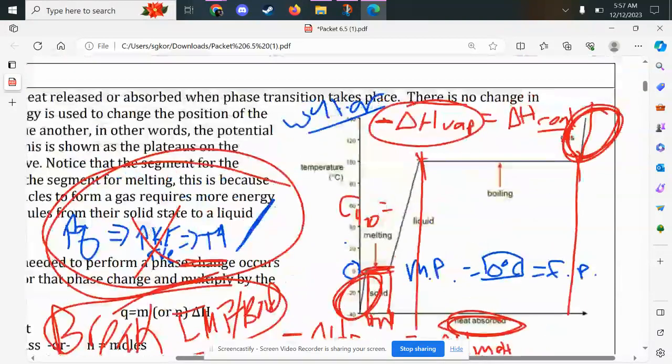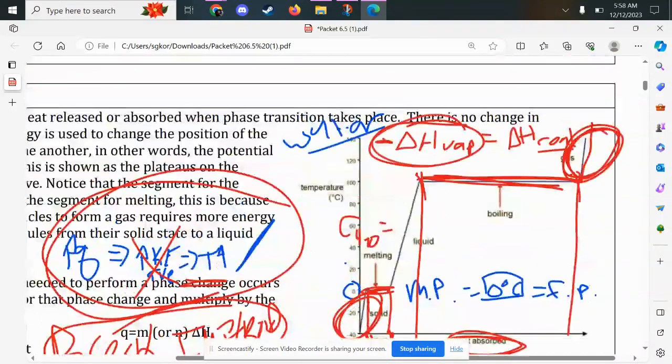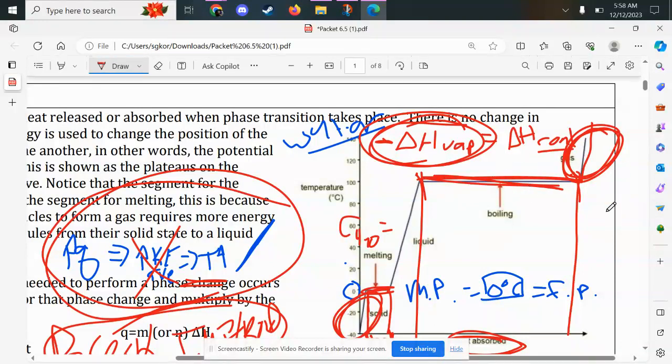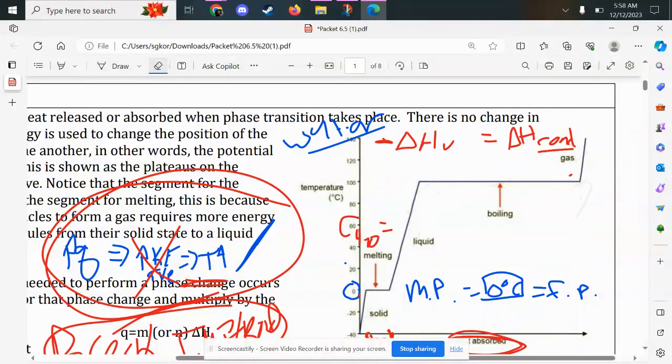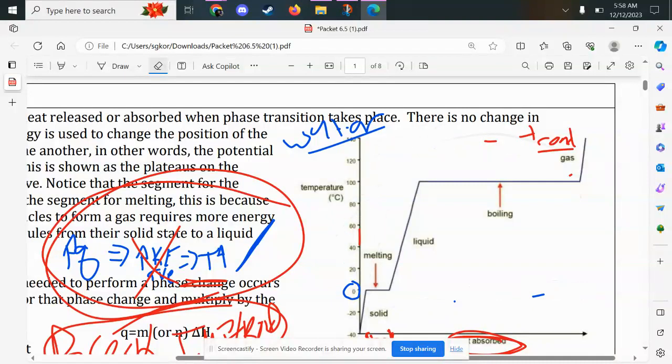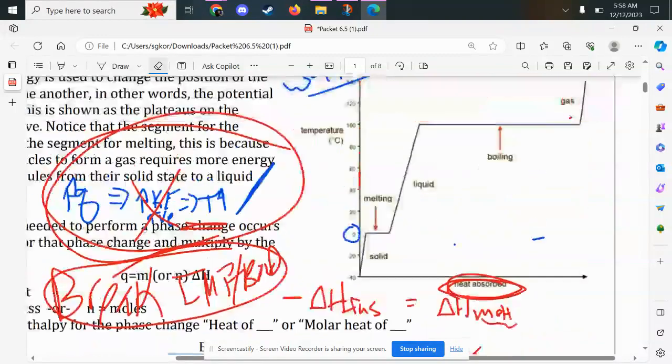But if we are on a plateau, we need to use the delta H value to figure out how much energy is needed or absorbed. So when you have a phase change, you might have multiple steps because if you are going, I'm going to erase some of this. If you are going all the way from solid to liquid to gas, there are different values you would need to use.